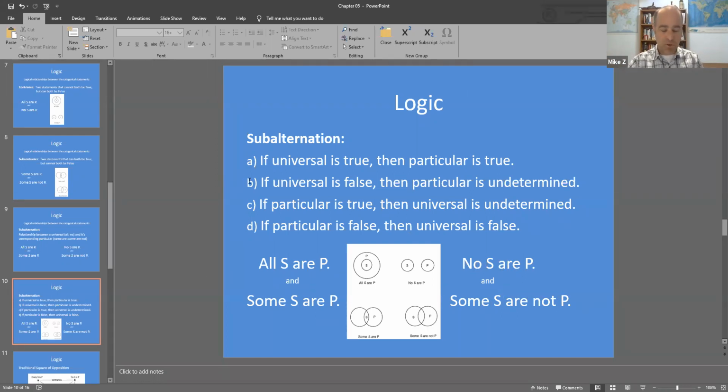It gets a little more complicated once we hit relationship B here. So here, if the universal is false, then the particular is, as they say, undetermined. That is, the particular could be true, or the particular could be false. Let's start over here with the positive ones. If it's false that all S's are P, then it could still be true that some S's are P, or it could be false that some S's are P.